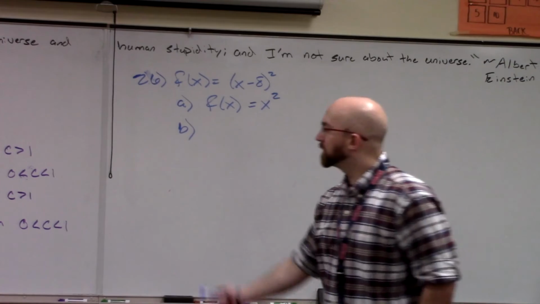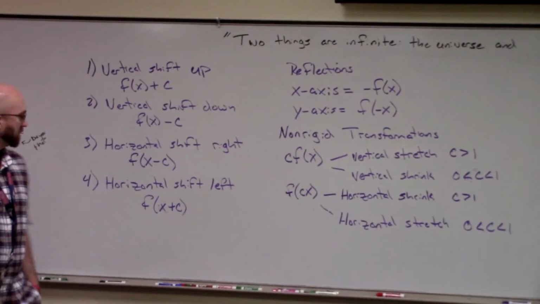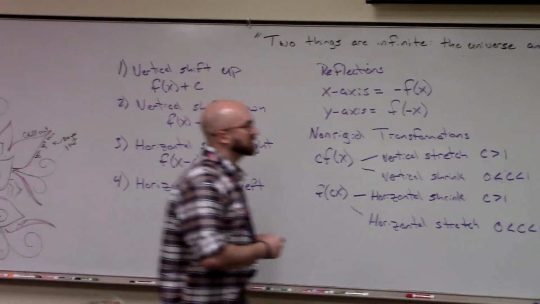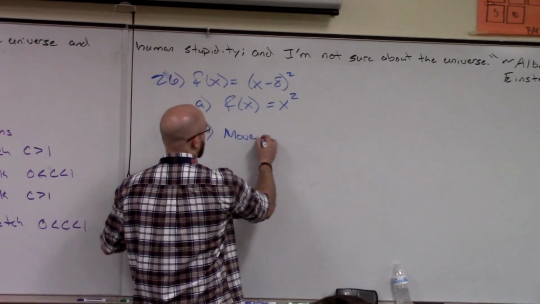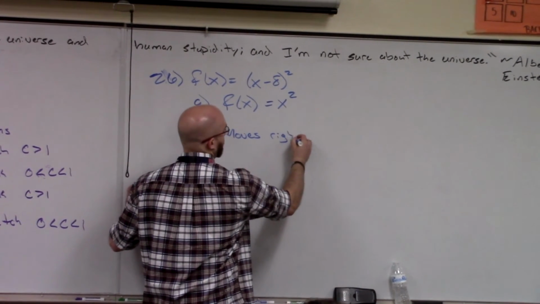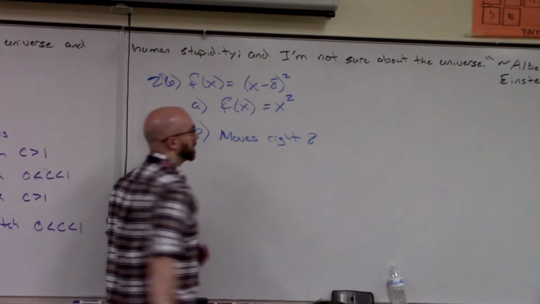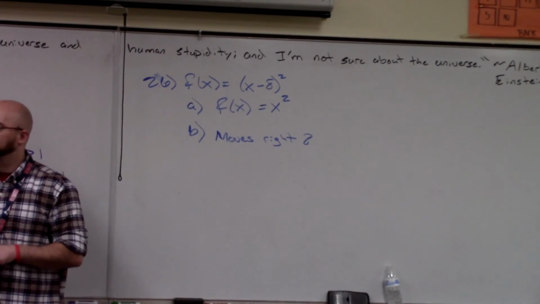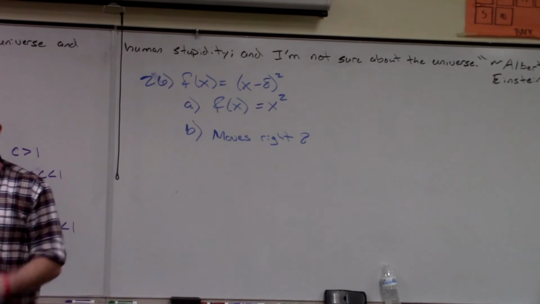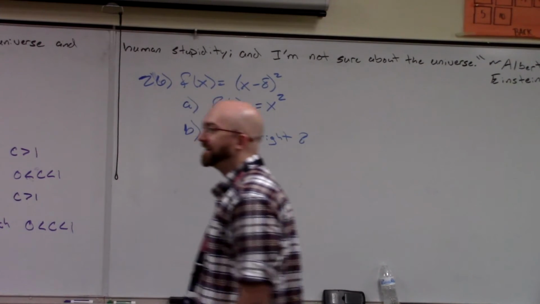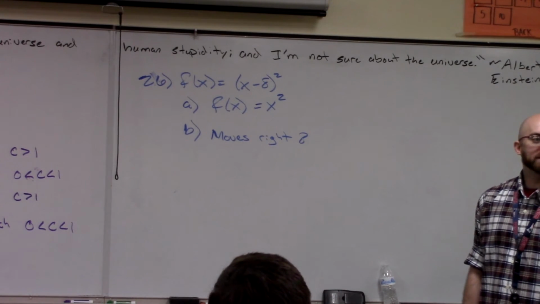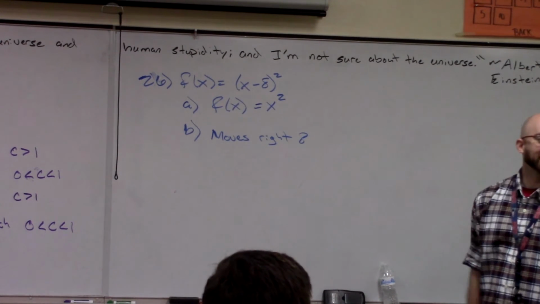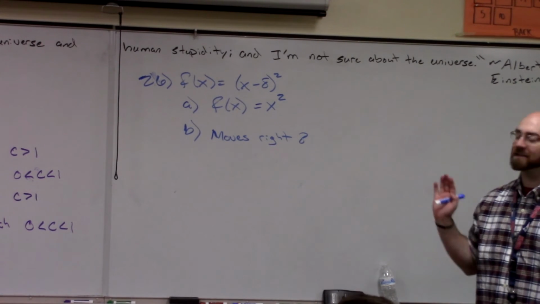What's going on with it? If I look over here on the rules that we have, what's going on with it? It moves right 8. So we have to say horizontal shift. Or it moves right 8 spots. If you want to get fancy with it, go ahead. I'm just happy if you know that it moves right or left. I'll take that, that's half credit right there.